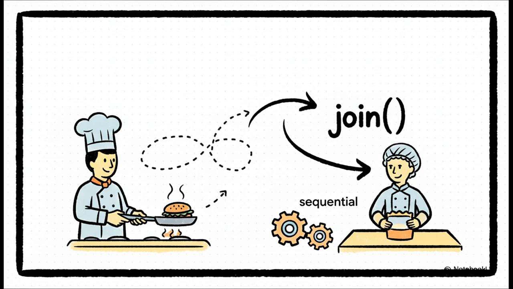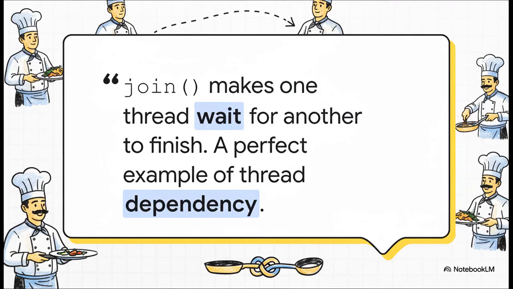This maps one-to-one with the join method. When the packer's thread calls cook.thread.join, it literally stops everything and waits until the cook's thread is done. It's the main way you enforce a sequence of events and make sure things happen in the right order. So here's your interview one-liner.